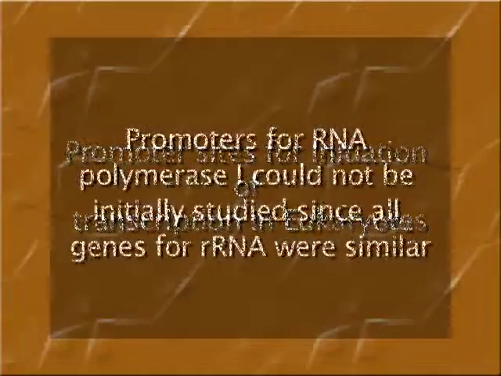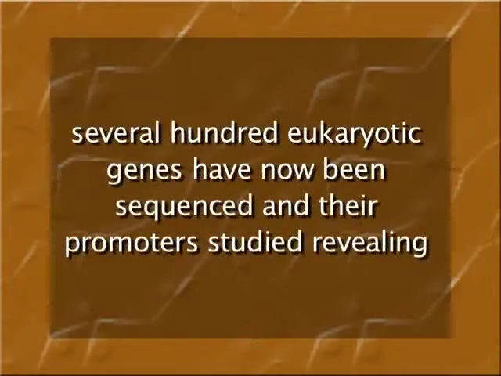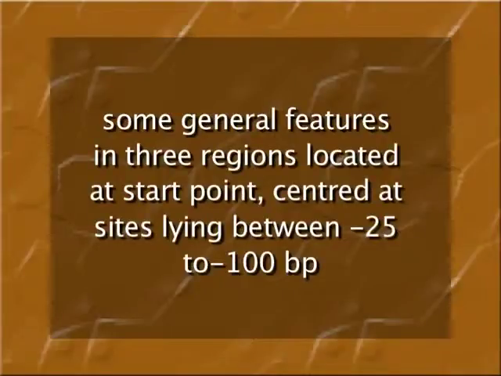Promoter sites for initiation of transcription in eukaryotes. Promoters of RNA polymerase I could not initially be studied since all genes for rRNA were similar. Promoters for RNA polymerase III, on the other hand, had some unusual downstream promoters. However, for RNA polymerase II, several hundred eukaryotic genes have now been sequenced and their promoters studied, revealing some general features in 3 regions located at the start point, centered at sites lying between -25 to -100 base pair.